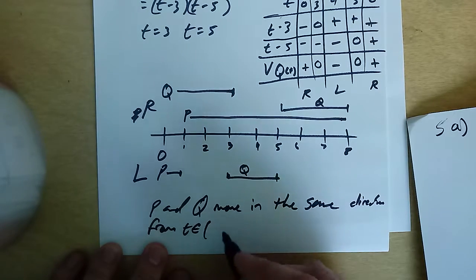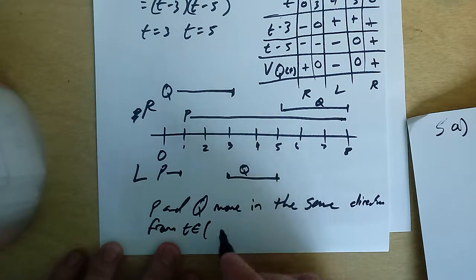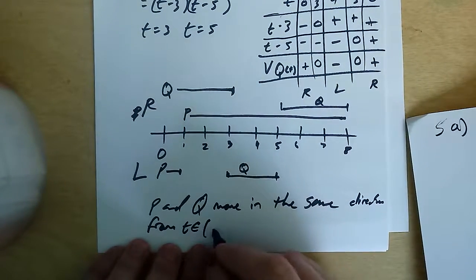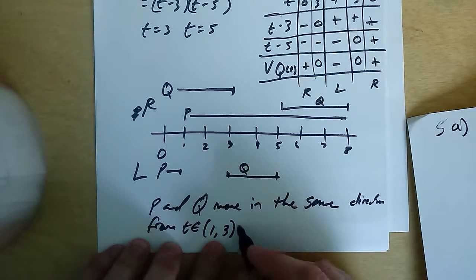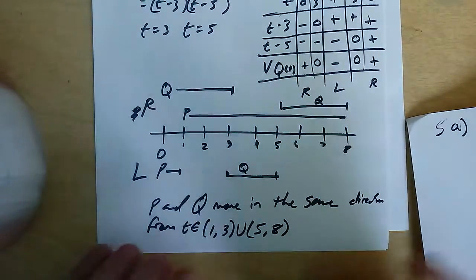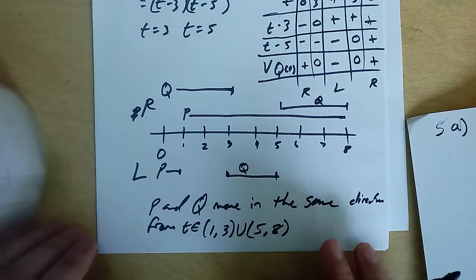Wait, hold on a minute. Sorry, I was looking at the wrong thing. So 1 to 3, and 5 to 8. All right, there we go.